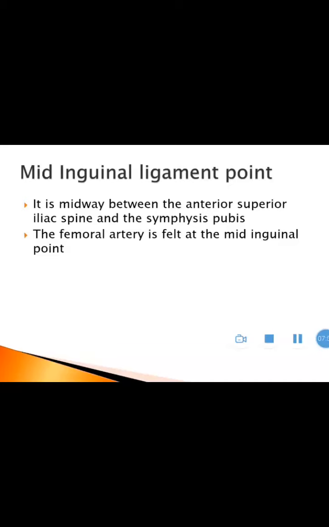Then we have one structure called mid-inguinal point. So what is mid-inguinal point? It is midway between anterior superior iliac spine and pubic symphysis. And the femoral artery is felt at the mid-inguinal point.